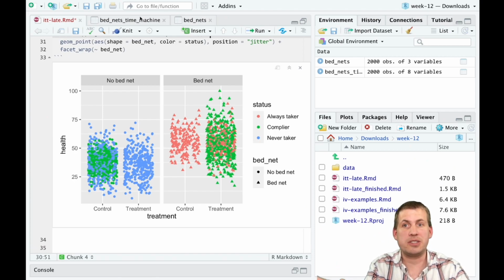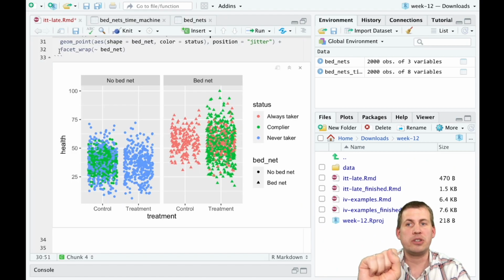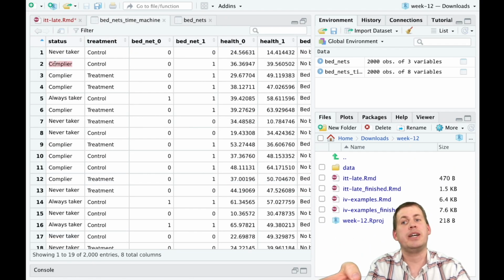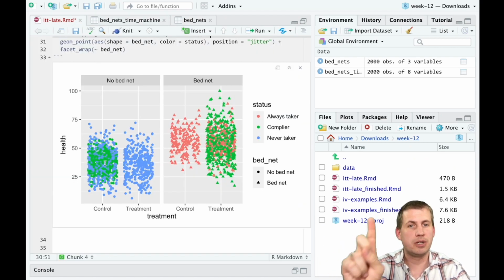And so this is what we saw if we looked back at our original data. This person 1, who was in the control group and didn't use the bed net, person 1 is inside here somewhere, and they're a never taker. But person 2 was a complier, and they were in the control group and didn't do it. So person 1 and 2, one is a complier, one is a never taker, but they both look the same here in this mixed up group.